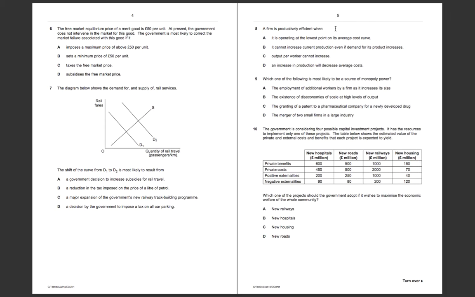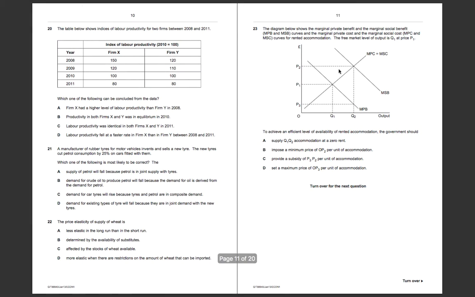Now when we're looking at a firm being productively efficient, this is slightly different, because a firm's productive efficiency is measured at the lowest point on its average total cost curve. So therefore A is the correct answer, because a firm would be operating at the lowest point on its average total cost curve. This is also known as the efficient scale, or the point at which marginal cost intercepts average total cost. I won't dwell on this one for too long, because it touches on topic 3 and cost of production, but I just wanted to make that distinction between productive efficiency of a firm and an economy.